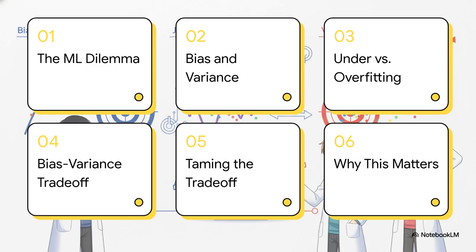Here is our roadmap for today. We'll hit the machine learning dilemma, define bias and variance, compare underfitting versus overfitting, break down the trade-off itself, learn how to tame it, and finish up with why this all actually matters.